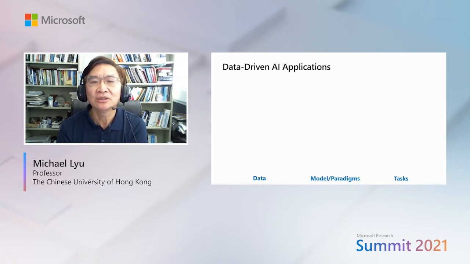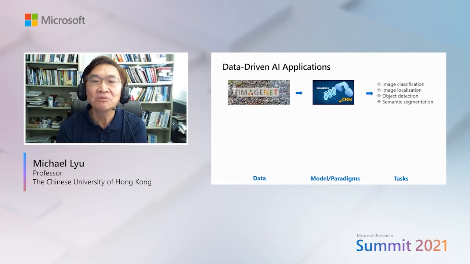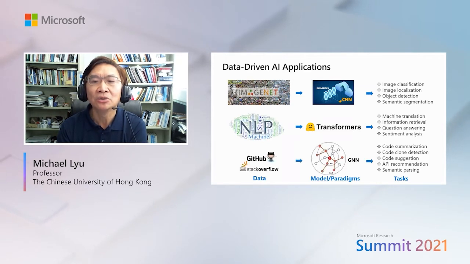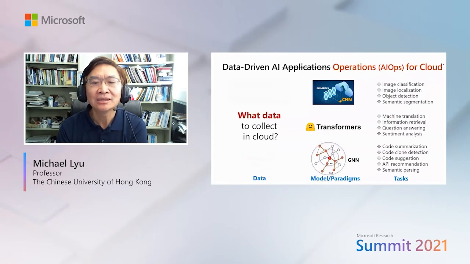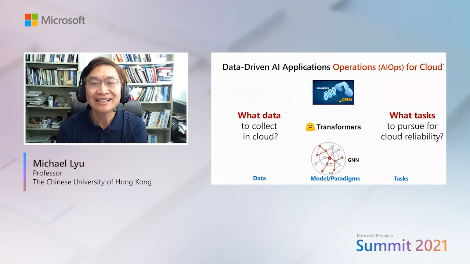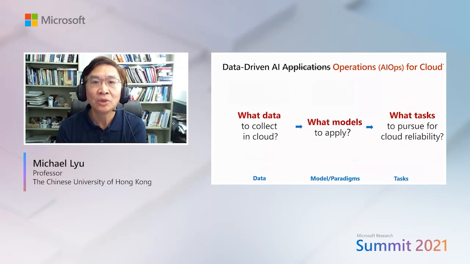In computer vision domain, a representative data set is ImageNet with many models and tasks. There are also natural language processing domain and the code-based analytics domain with their own data, models, and tasks. Regarding data-driven AIOps for clouds, in our concern, we should ask the following question in these 3 dimensions. In the data dimension, we ask what data to collect in the cloud. In the tasks dimension, we ask what tasks should be pursued for cloud resilience and cloud reliability. Finally, we ask what models and what are the paradigms.